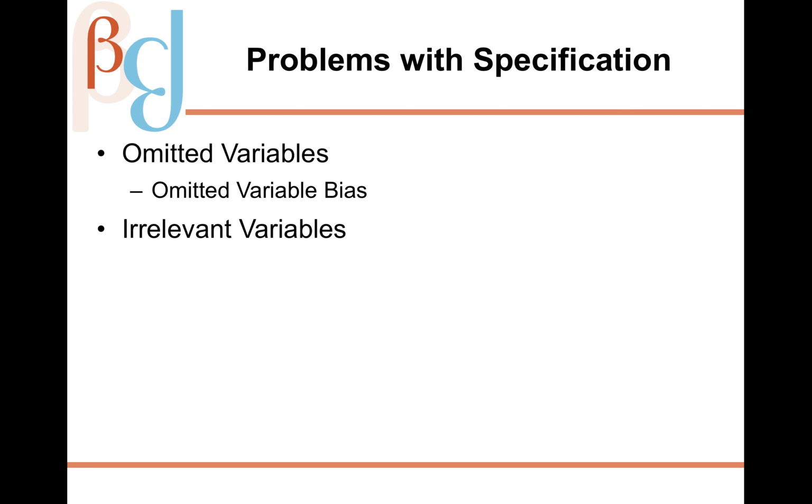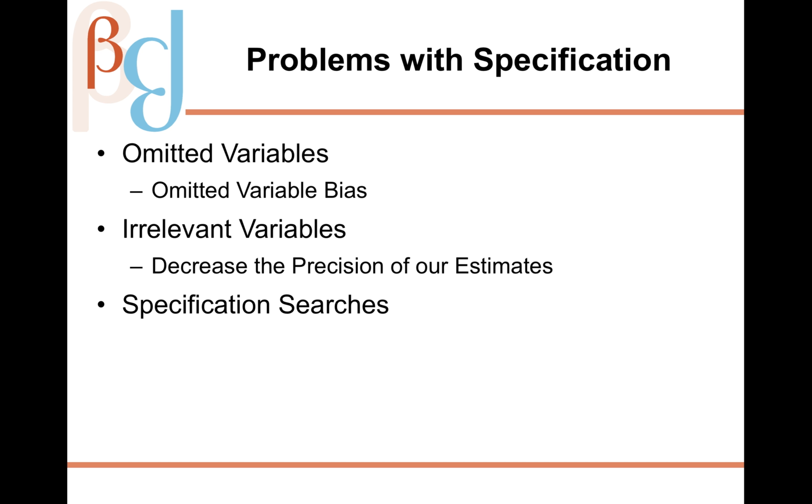The other problem that I mentioned is the problem of pretty much throwing everything into the sink. We call that the irrelevant variables problem. Now, that doesn't cause bias, as the previous problem does, but it creates another problem called the decrease in the precision of our estimates.